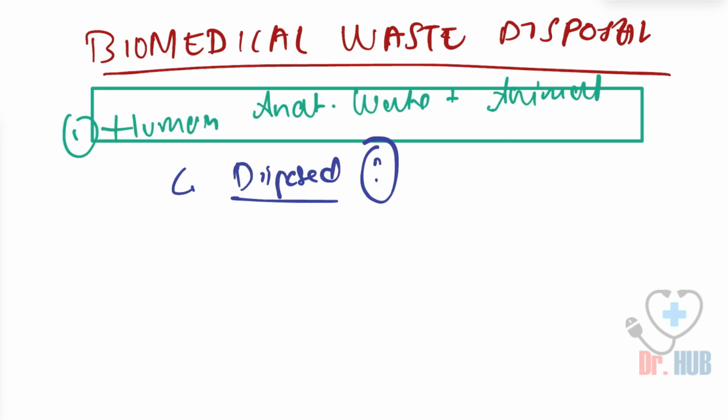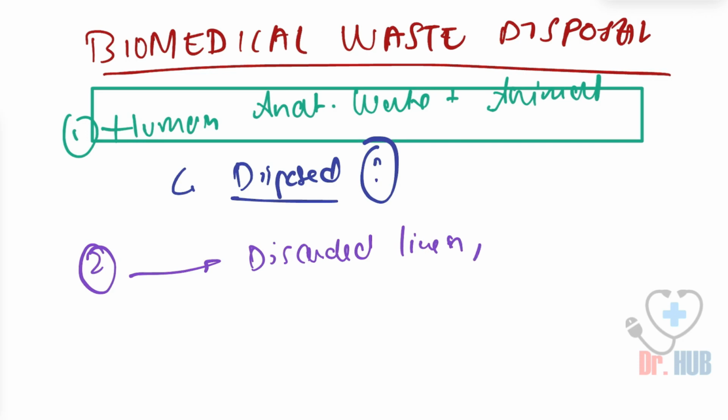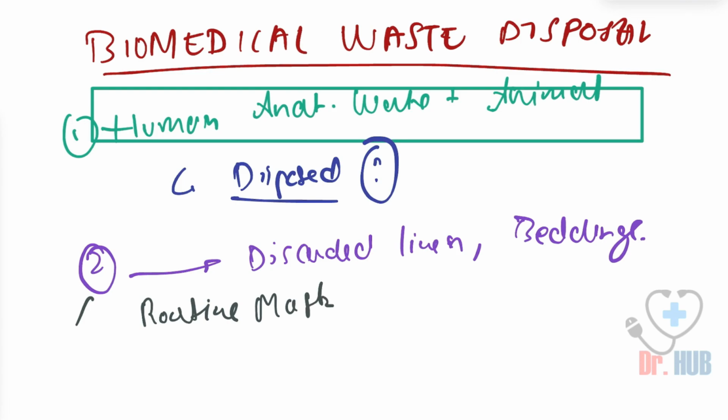The second question we want to ask is about discarded linen, also mattresses and beddings which have blood clots, and in the case of routine masks as well as gowns. What color of bin is used for all this, and how is it disposed?